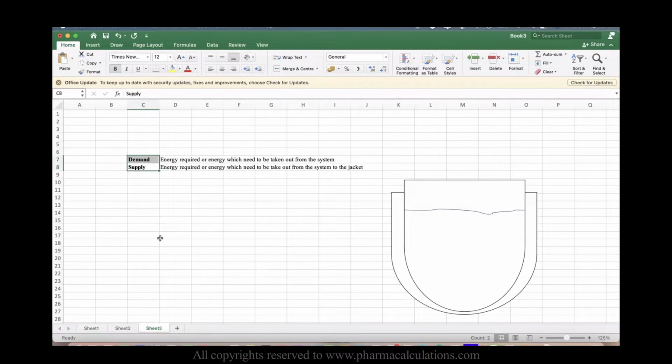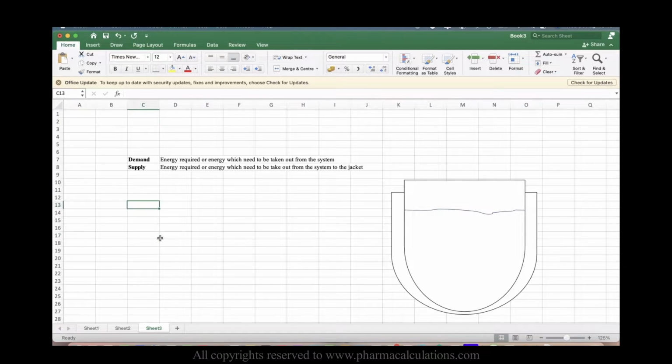So using both the demand as well as the supply, we are going to perform the energy balance. In order to estimate a certain heat load, we are going to use both the demand as well as the supply. Demand refers to the requirements of a system, nothing but the requirements of a reaction mass, whether it can be heat input or heat withdrawal. While coming to supply, the amount of energy which needs to be taken out from the system, or which needs to be provided to the system, shall be referred to as supply.